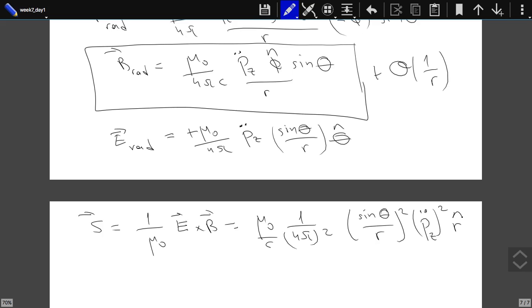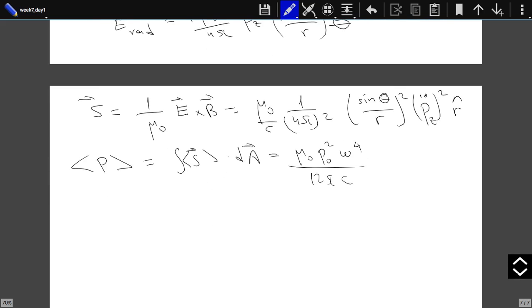Let us calculate the total power radiated, averaged over some time, let's say over one period. By definition, this is the average of S dot dA, which is mu0 P0 squared omega to the 4 divided by 12 pi c. So this is the average power radiated by this charge.